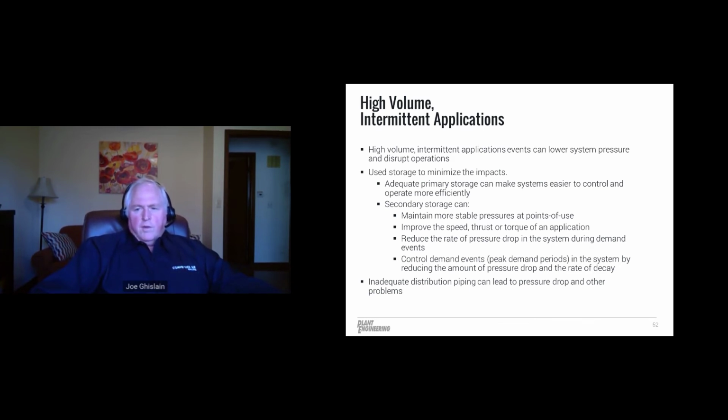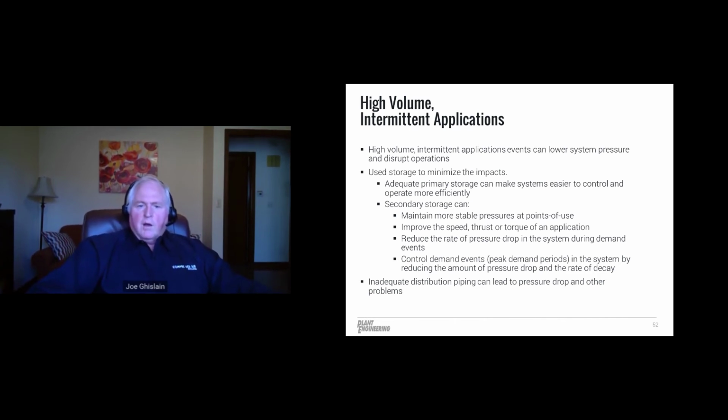So the other one that's always one that hits is a high volume intermittent use. The one that's the most common, or the one we use, for example, in CAC, is the bag house or the HVAC filters for dusty environments. Really, it's a high volume intermittent demand. It happens very quickly, and it uses a lot of air in a short period of time. And what you can do is use metered storage to minimize that impact.